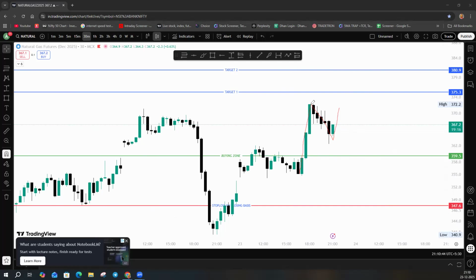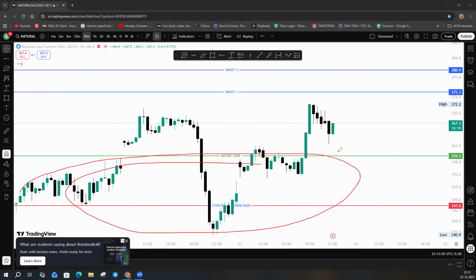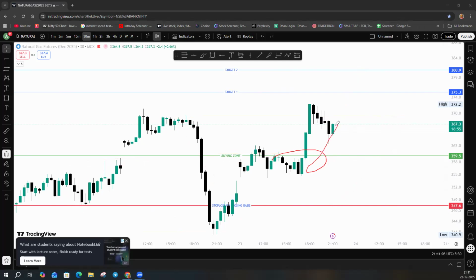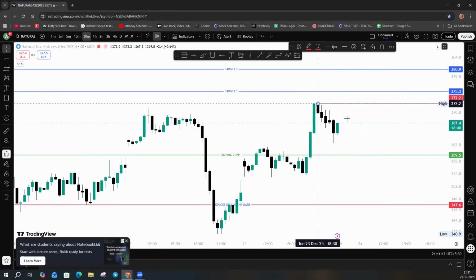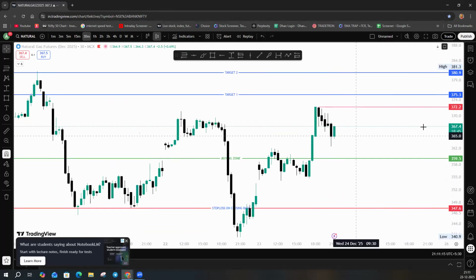Again we are going to witness upside. If the market is going to break this high, we will witness the first target and second target by tomorrow. And you can see the structure of this. Okay, market is like this. This kind of structure means the base formation has been created, and after this base creation the market is getting ready to give the upside breakout. So you have to be ready for the market to give the upside breakout or downside for the NG.